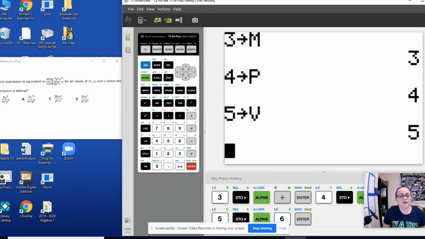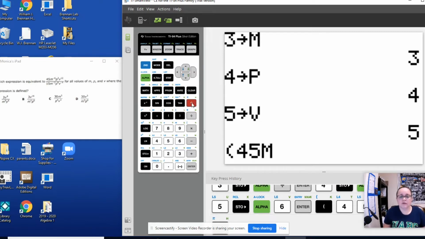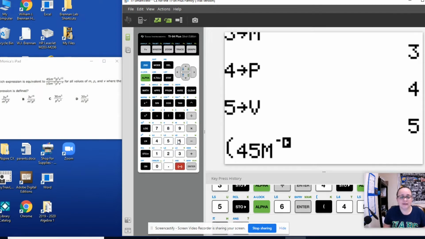The reason why we do this is that now we're going to find the numerical value of my expression, the 45 m to the negative 6, etc. So the way I'm going to do that is I'm going to type first the numerator in parentheses. So open parentheses, 45. Remember, I need an m, so I'm going to put alpha m to the caret, negative 6.